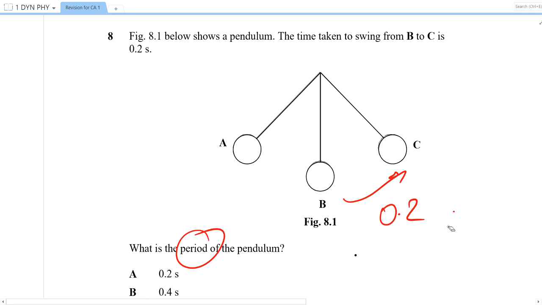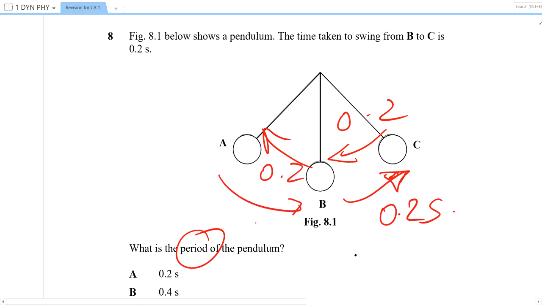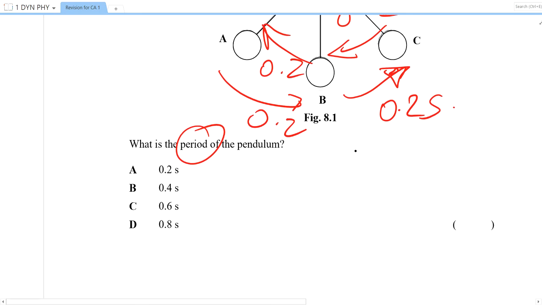If B to C is 0.2 seconds, C to B is also 0.2, B to A still 0.2, A to B still 0.2. What is the total? 0.8. Easy? The answer is 0.8, D. It's just multiply by 4 or add them all up. Okay?